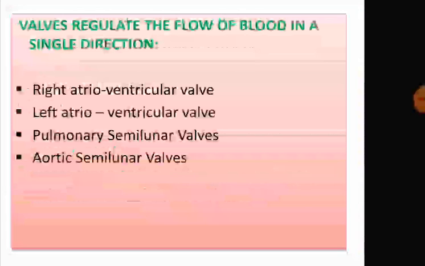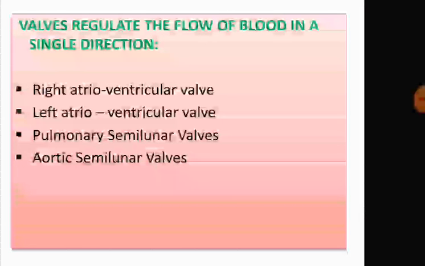Next, valves that regulate the flow of blood in a single direction. Now, the first valve is the right atrioventricular valve. This right atrioventricular valve is also called the tricuspid valve, and this valve is situated between the right auricle and right ventricle. Next is the left atrioventricular valve. This left atrioventricular valve is also called the bicuspid valve or mitral valve, situated between the left auricle and left ventricle.